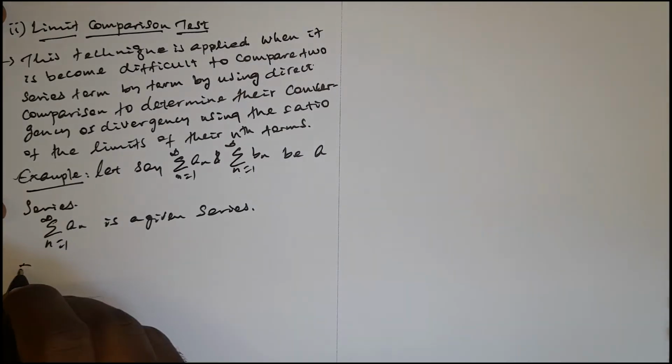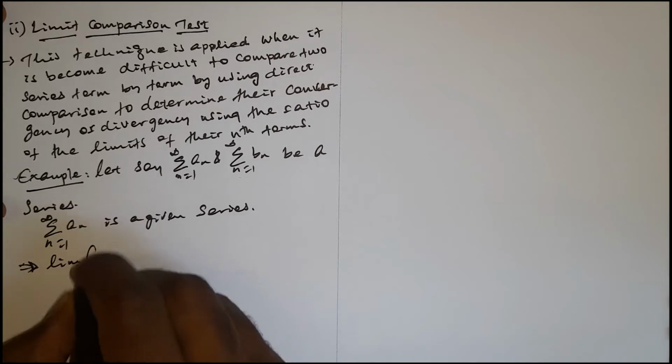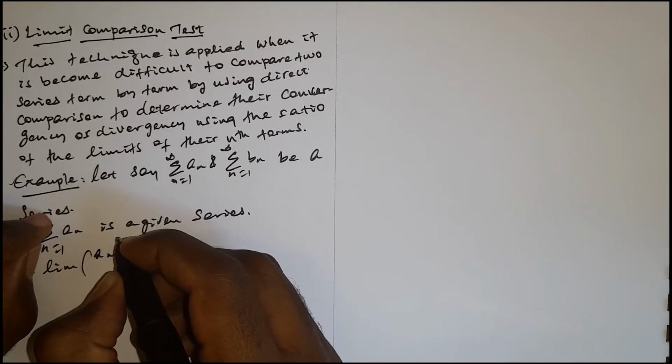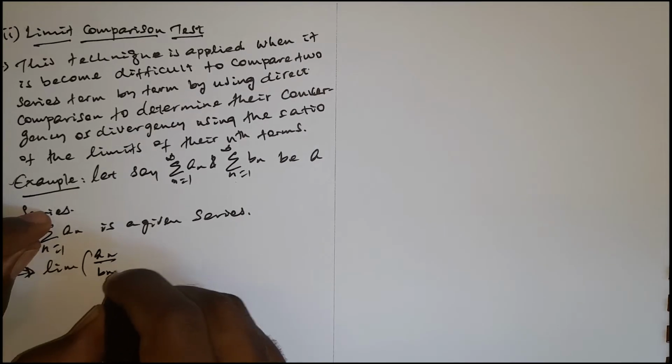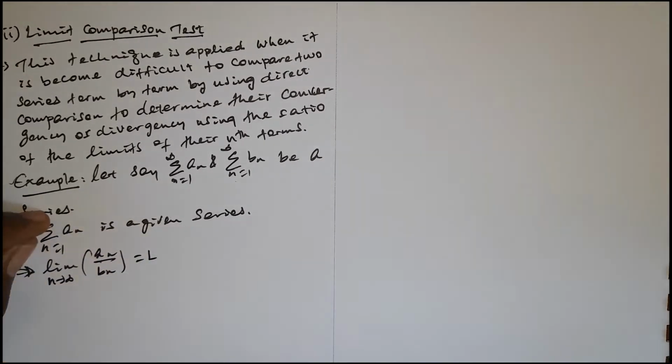After that, we find the limit of the ratios, the limit of AN over BN as n approaches infinity, is equal to L.